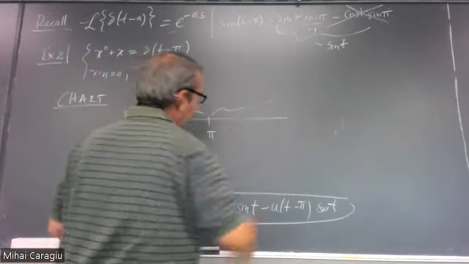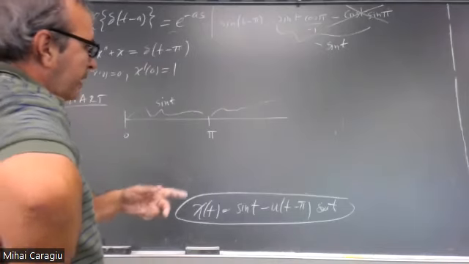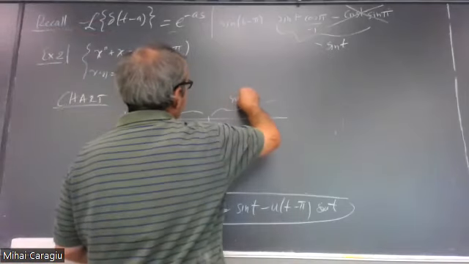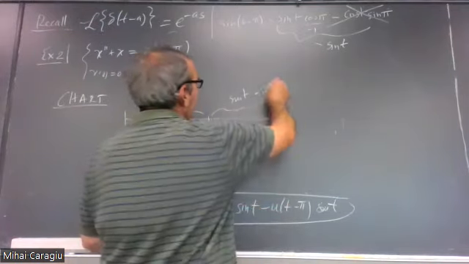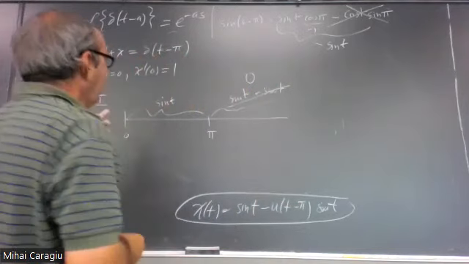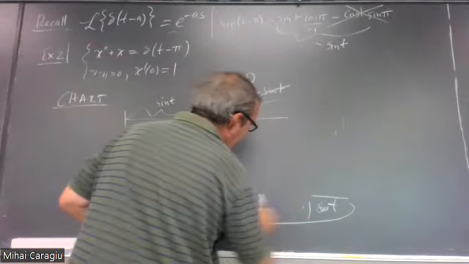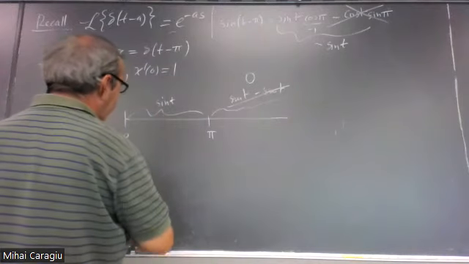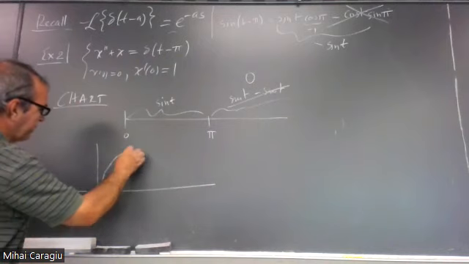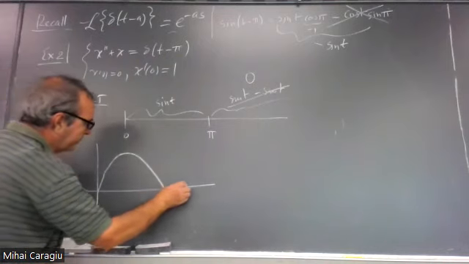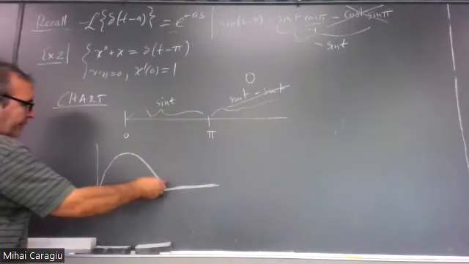After pi it is sine t minus 1 times sine t. So sine t minus sine t is 0. So sine t before pi and 0 after pi. Being 0, the output is 0. So what's the solution of this initial value problem in graphical form? Before pi is sine t, and after pi is 0. How do you explain this by using our idea of a shock for the delta function?